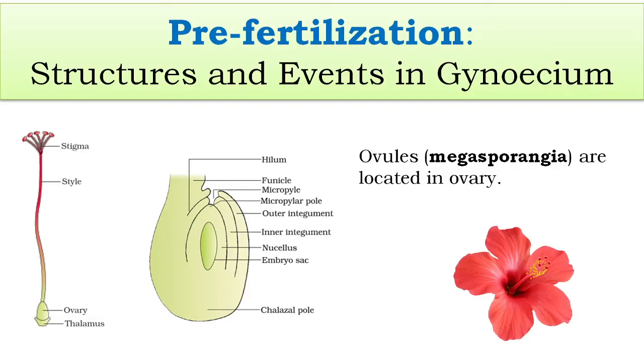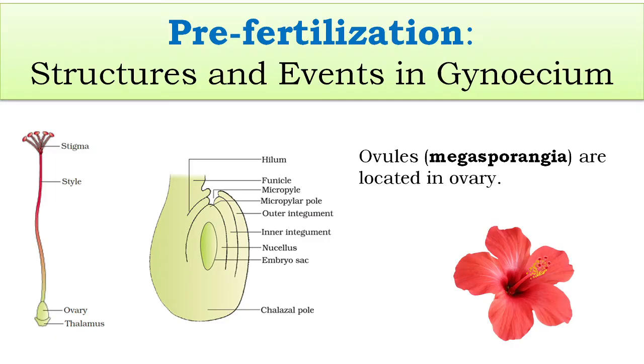So let us now discuss the pre-fertilization events which occur inside the gynoecium of the flower, which is nothing but the female reproductive part of the flower. In our previous video, we discussed the pre-fertilization events which occur inside the androecium, and we saw how pollen grains are formed within the anther of the flower. In this video, we are going to talk about the structures and events which occur in the gynoecium of the flower.